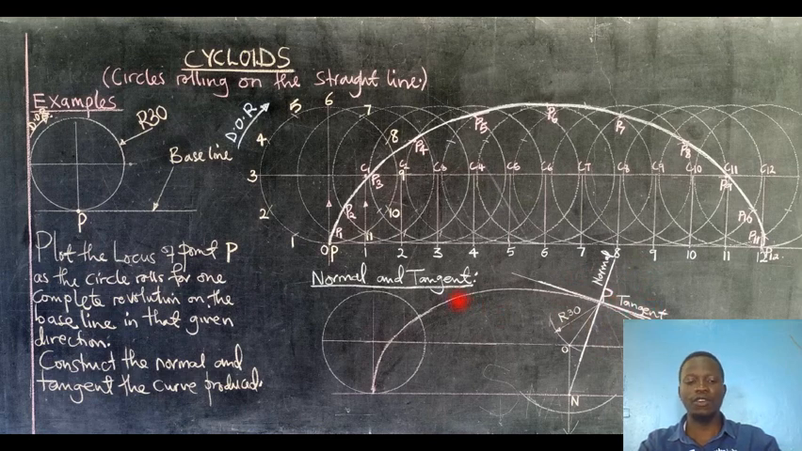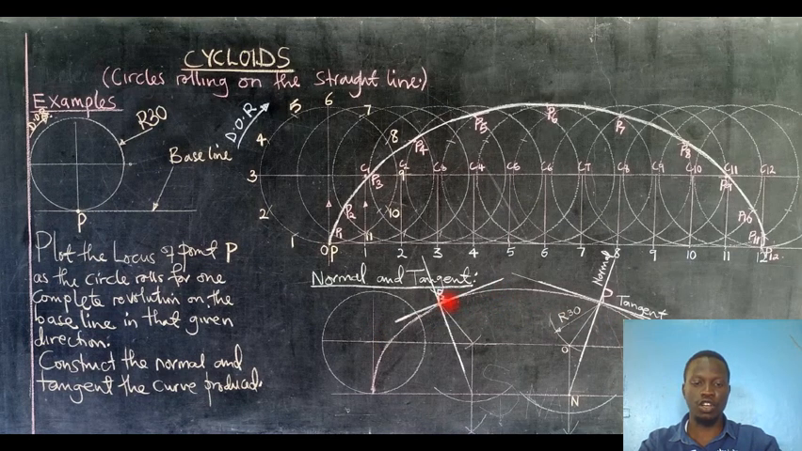You can do the same at any other point, maybe here, maybe there, maybe at this point, and you also put the normal and the tangent. And that's how you draw the normal and the tangent to the cycloid.